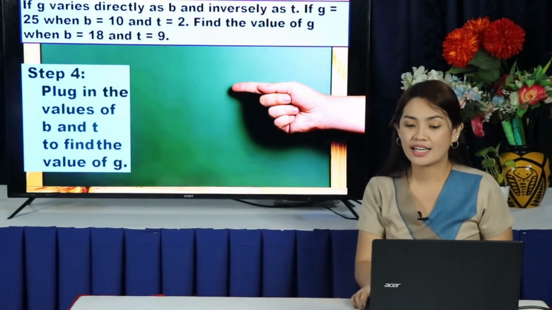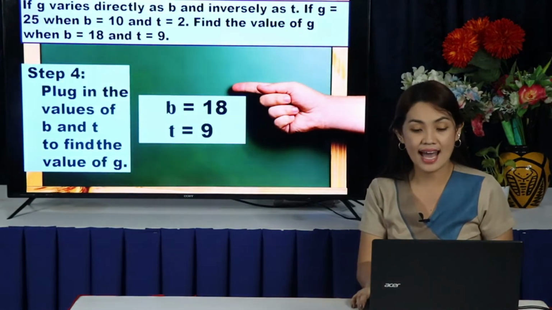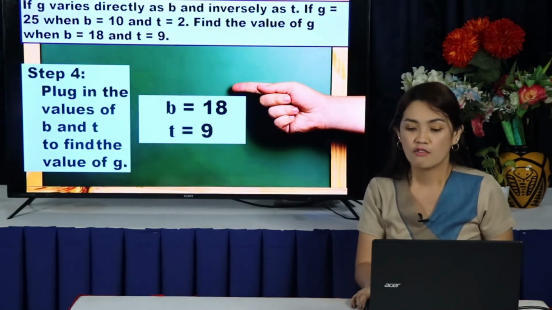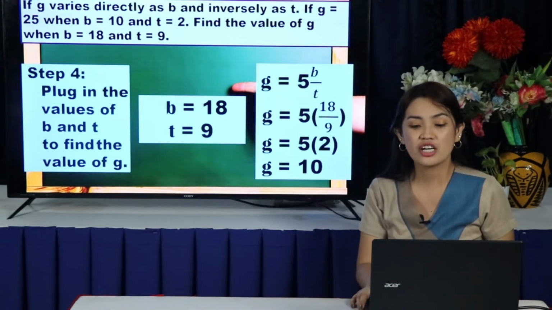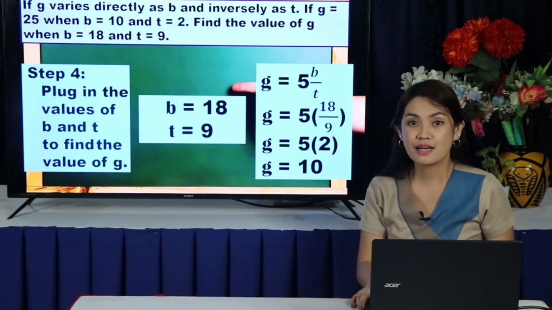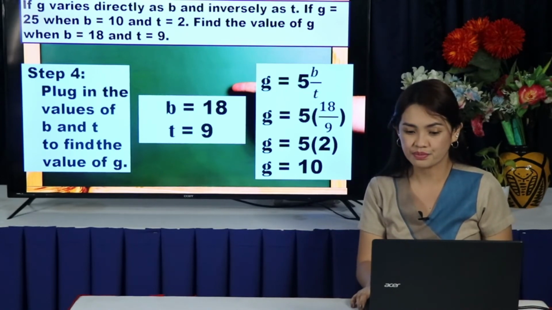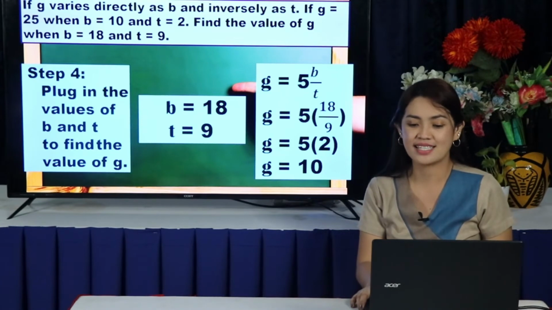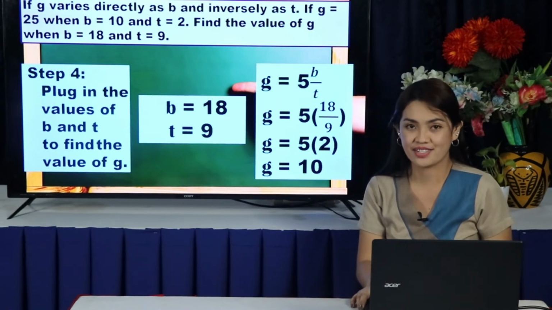Step 4. Plug in the values of B and T to find the value of G. The values are B equals 18 and T equals 9. From G equals 5 times B over T, the equation is now G equals 5 times 18 over 9. Simplify. So G equals 5 times 2. Thus, G equals 10. Therefore, there were 10 girls when there are 18 boys and 9 teachers.